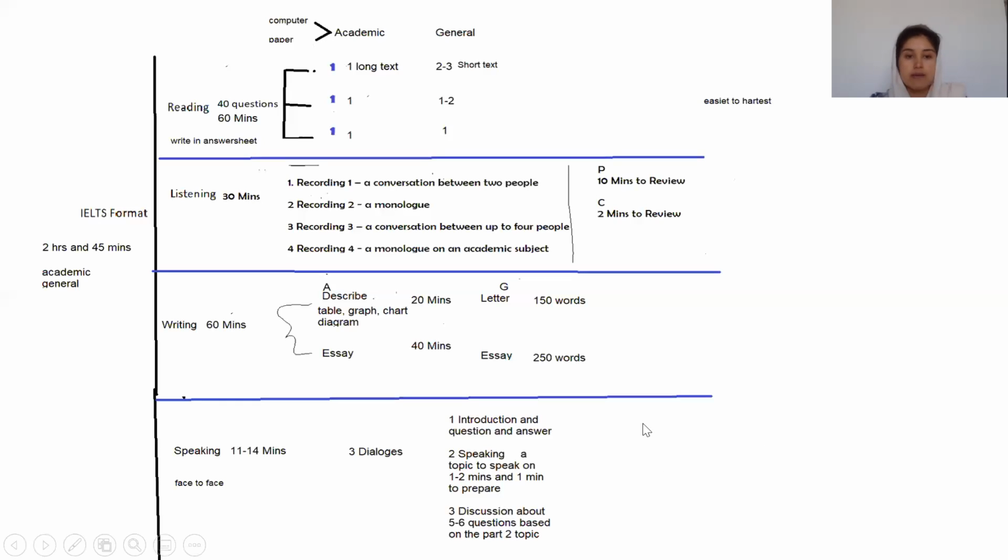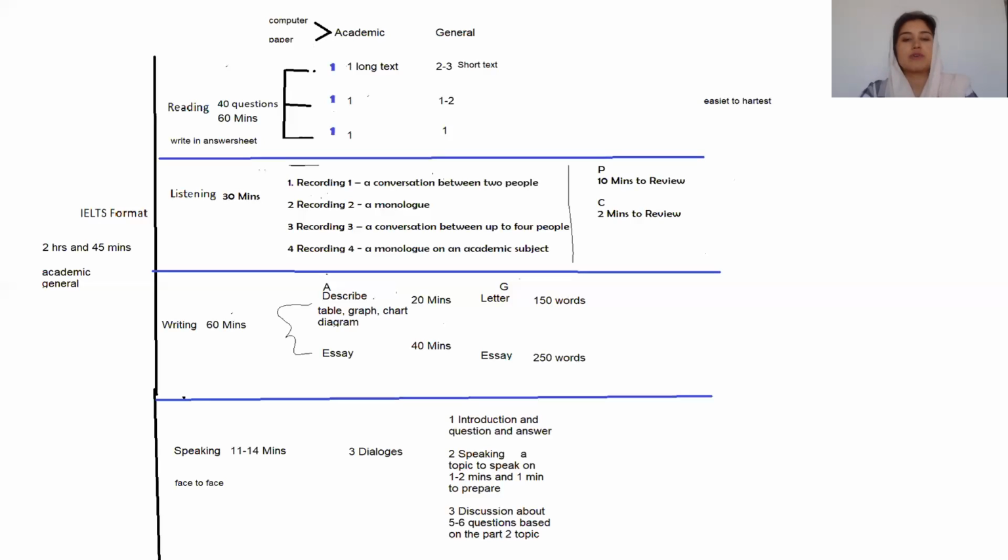And speaking. Speaking is for 11 to 14 minutes. And the good news about IELTS is that the speaking part is face-to-face with a real examiner, which makes it much easier. And I think it's much better than some other tests where you have to talk with a computer, which is a little weird.